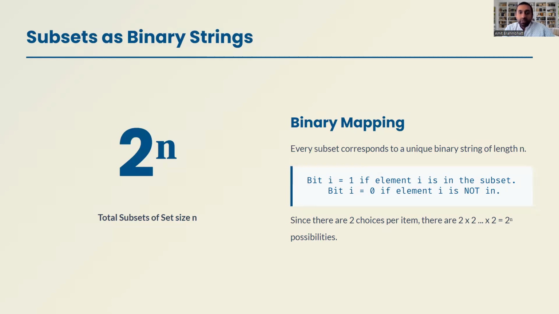Each bit in the string acts as a switch. It is a 1 if the corresponding element is included in your subset, and a 0 if it is left out. Since there are exactly two choices, 0 or 1, for each of the n positions, there must be 2 to the n total binary strings, and thus 2 to the n total subsets.